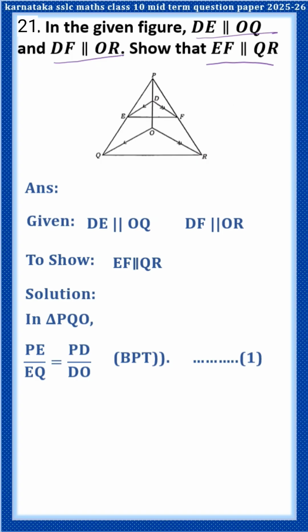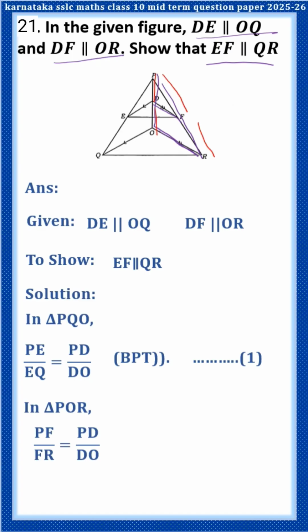Now in triangle, which triangle let us take? POR. We are already given that DF is parallel to OR. So now PF by FR is equal to PD by DO. This is also because of BPT. BPT states that if a line is drawn parallel to a side of a triangle, then it divides the other two sides in the same ratio. Let this be equation number 2.